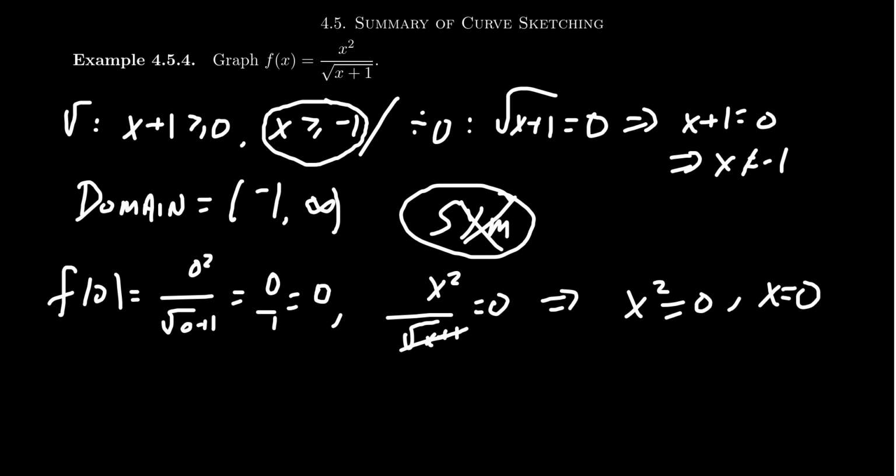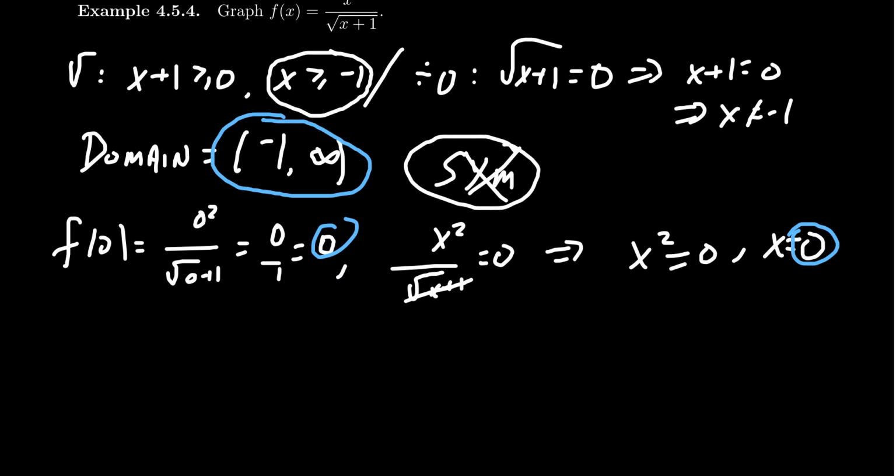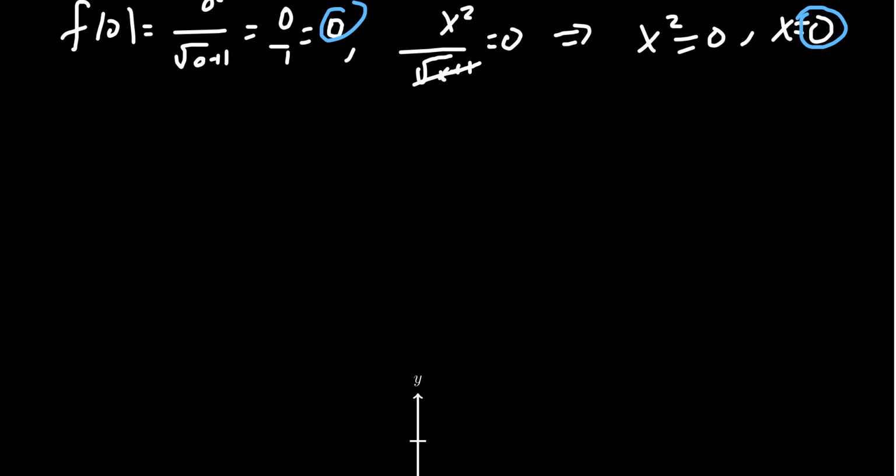So let me highlight the important things we found here. We have an x-intercept and a y-intercept, and our domain was given. Great. Let's consider the end behavior of the function. So if we take the limit as x approaches infinity here of our function x squared over the square root of x plus 1.